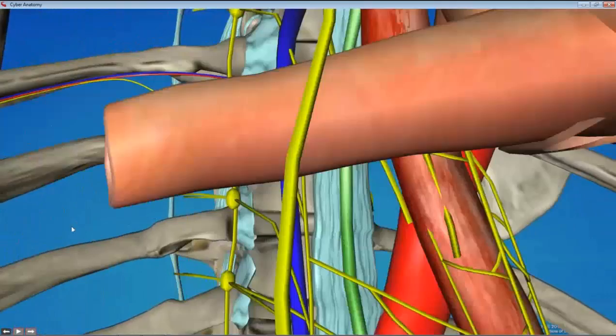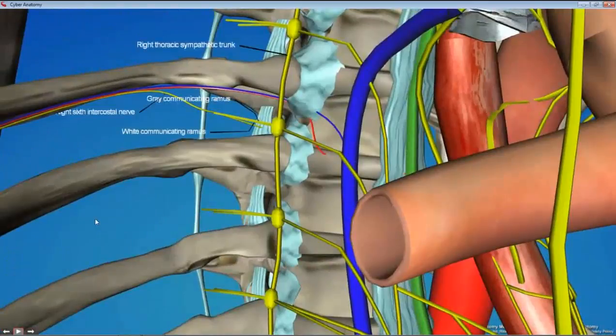Then probably it'll be easiest to do this neurovasculature dissection on the right side because there's more space, but you may also be able to do it on the left. We're going to expose one neurovascular bundle in the intercostal space to find the intercostal vein, artery, and nerve. Typically in that arrangement, vein on top, then artery, then nerve.